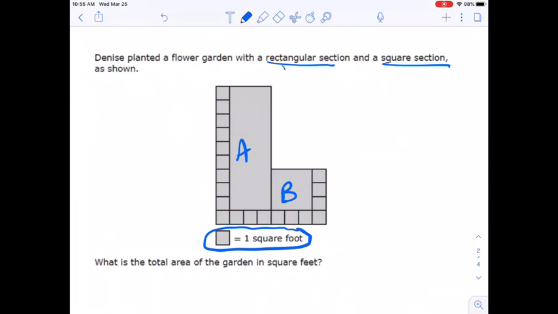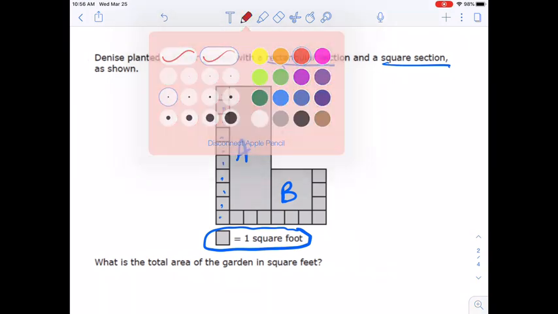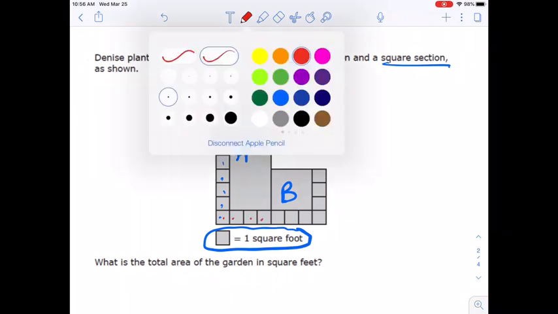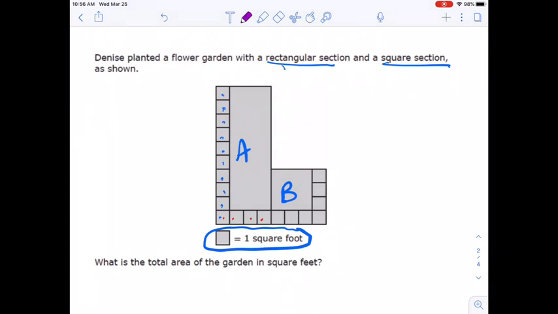So let's look at A first. Let's see how many rows there are. 1, 2, 3, 4, 5, 6, 7, 8, 9, 10 rows. And how many squares are in each row? 1, 2, 3, 4. So we can look at A and say that A has the dimensions of 10 by 4, or 10 rows of 4 square feet. So now let's multiply. 10 times 4, we know that's 40, and in this problem, because we're given the unit, it's square feet instead of square units.